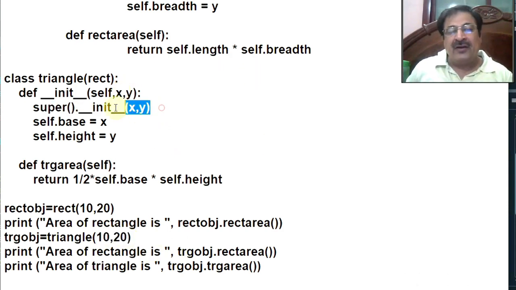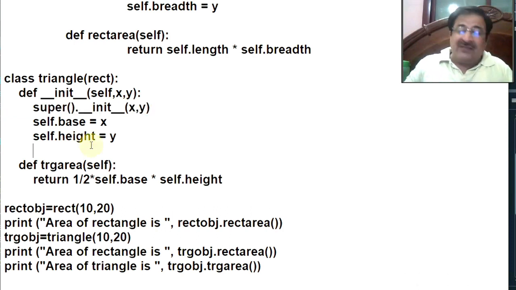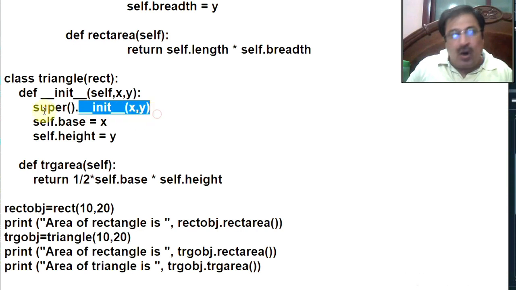Now this is the main line of this program. As I told you, the class which is inheriting is known as the subclass, and the class which is being inherited is known as the superclass or base class. So what you're doing here is invoking the parameterized constructor of the superclass.